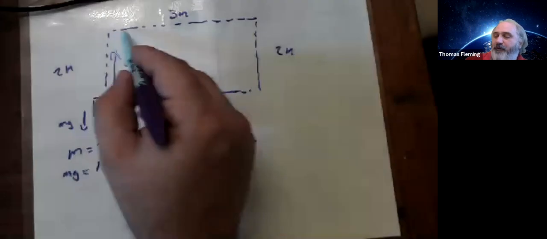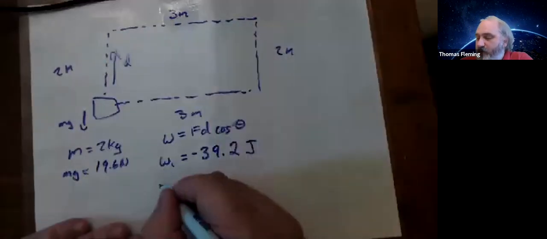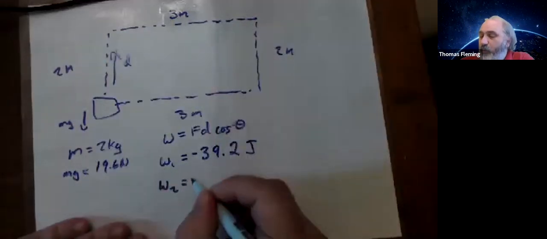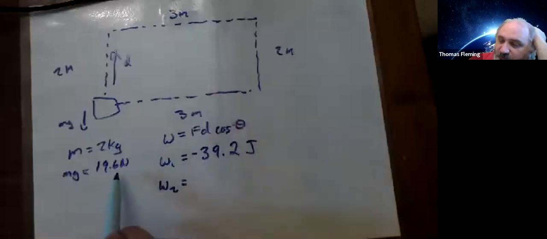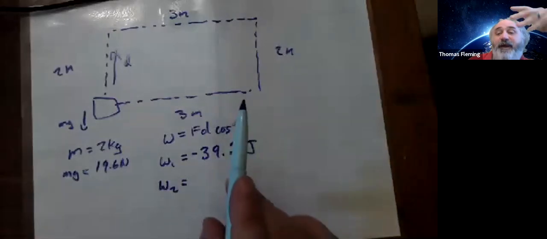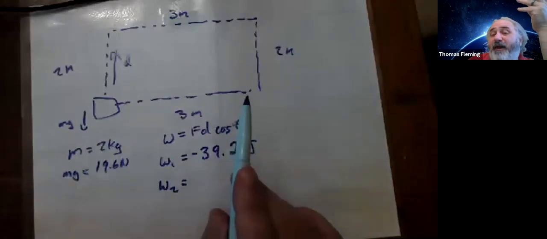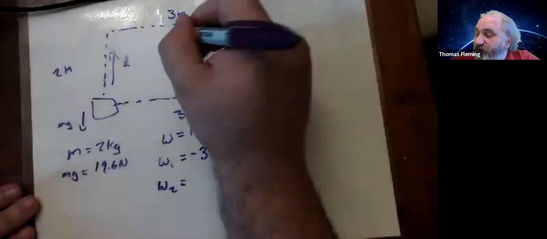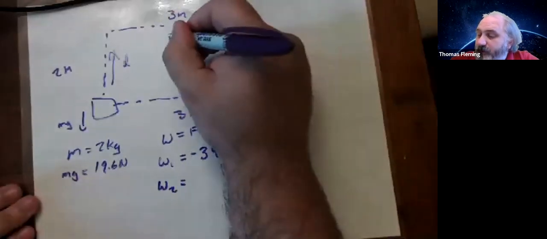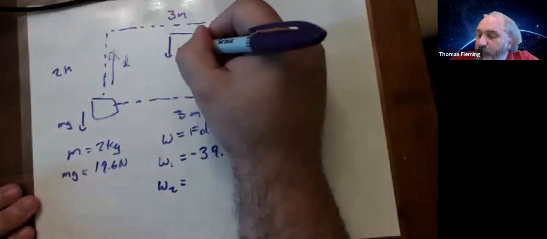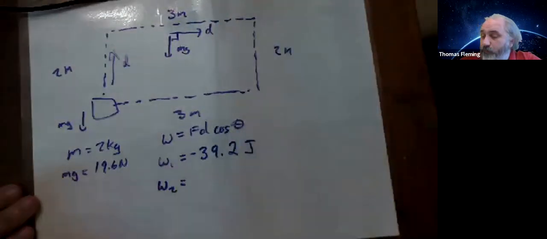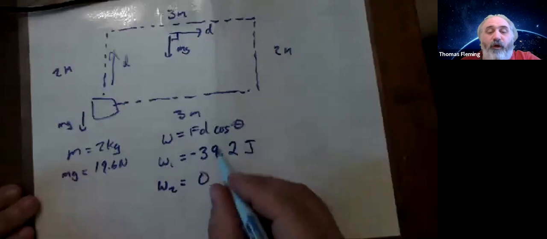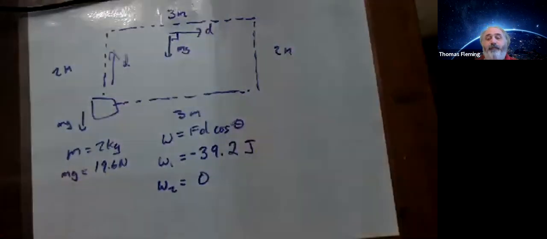Now, I'm going to go sideways some. How much work got done going sideways? Well, for that, the force is still going to be 19.6. The distance is 3. I could multiply that out if I wanted to, but it's not going to matter because the angle between the distance and the force is 90 degrees. The cosine of 90 is 0. So there's 0 work done going sideways like this.